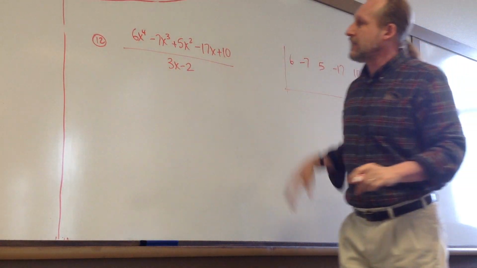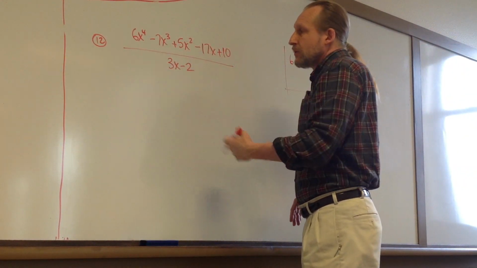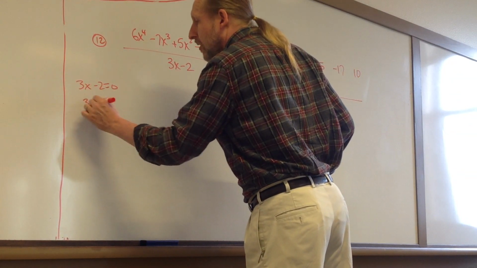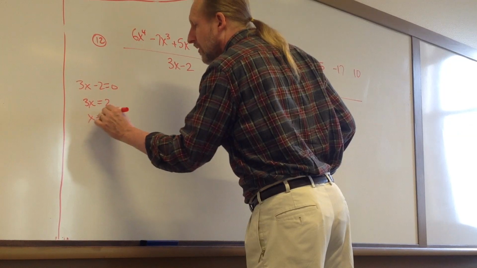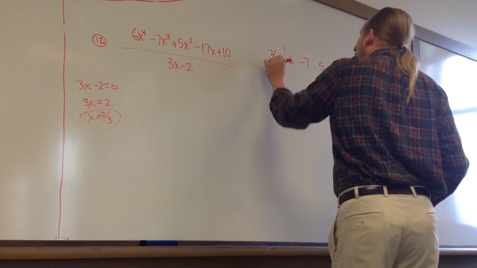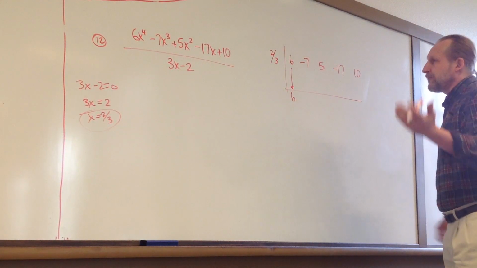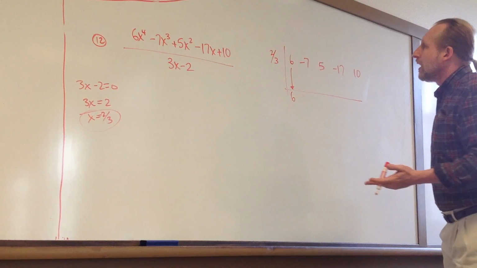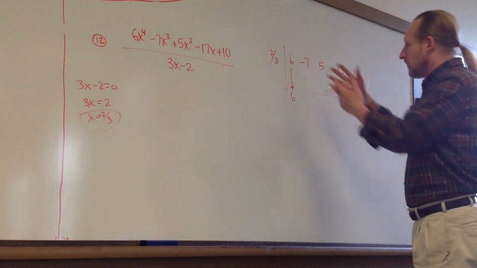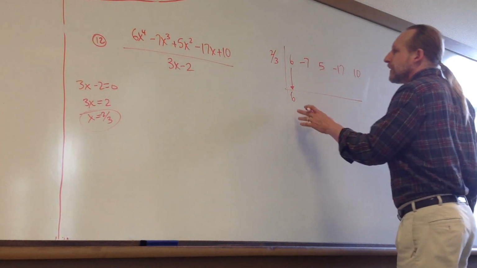What do we divide by here? Pull out the 3 or set it equal to 0 and solve it, right? 3x minus 2 equals 0. 3x is 2. X is 2/3. That's what we divide by. So 6 times 2/3, and feel free to use your calculator for this. It's faster for me to do it without the calculator when I'm working at the board here, but there's nothing wrong with you using your calculator there.